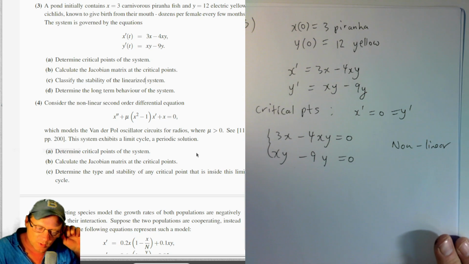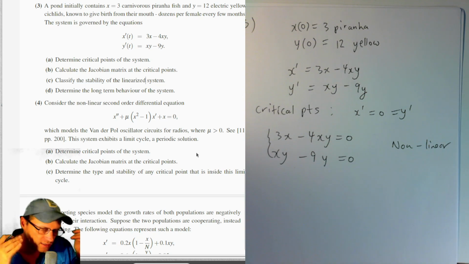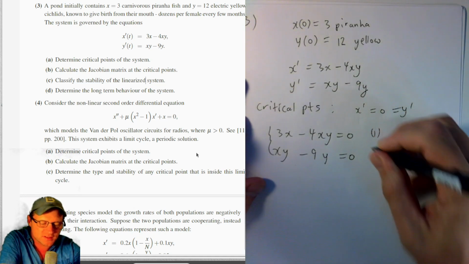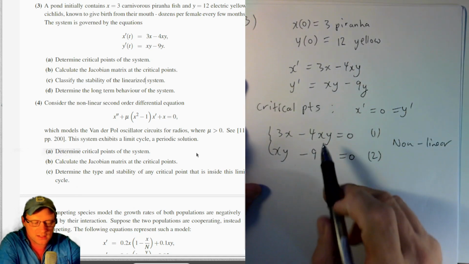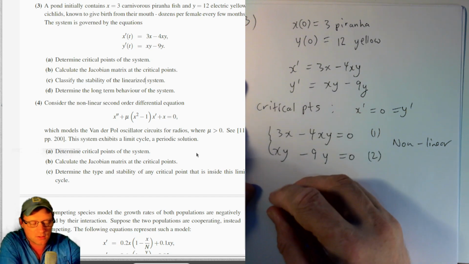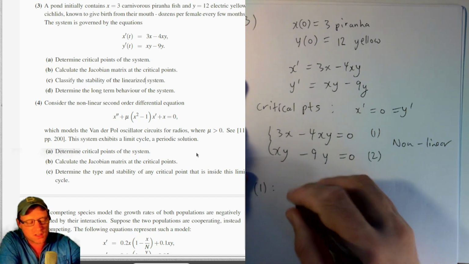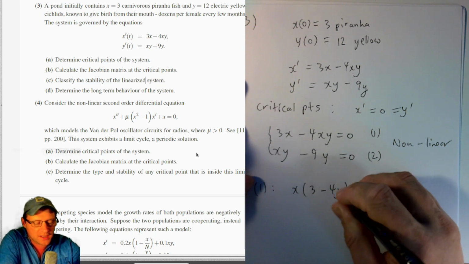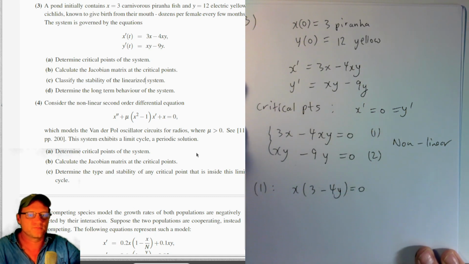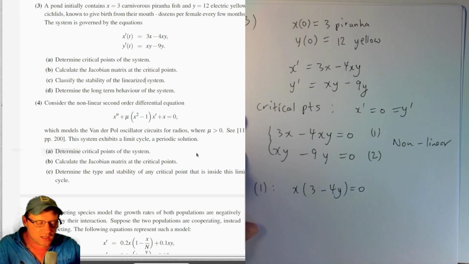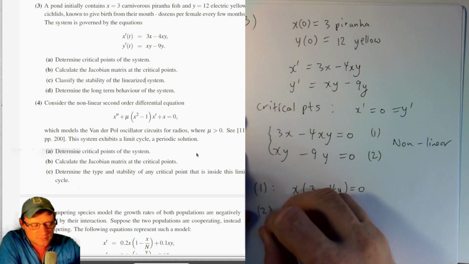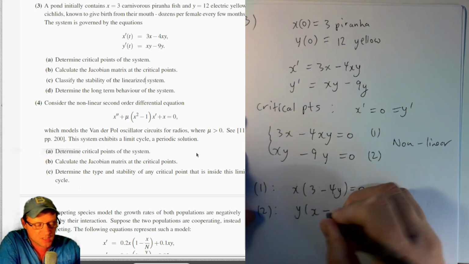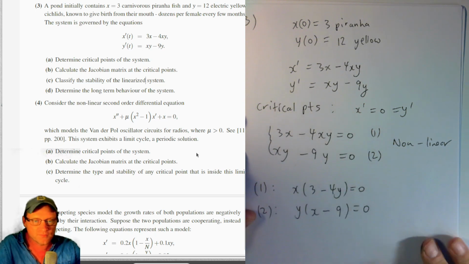Okay, and so what we want to do is carefully and logically consider all the cases. So take the first equation. Let's label this equation 1 and equation 2. Now in the first equation, we can factorize an x out. So equation 1 gives x(3 - 4y) = 0. Okay, and then equation 2 gives y(x - 9) = 0.